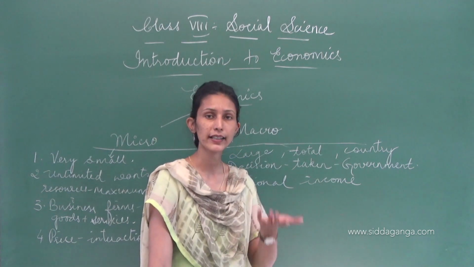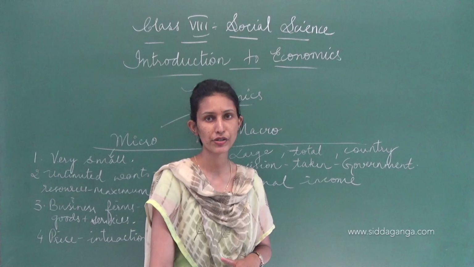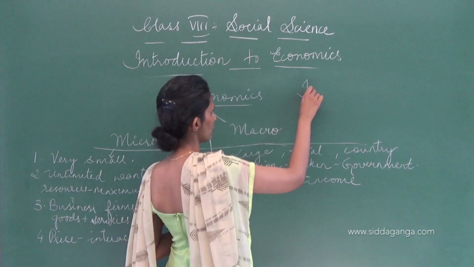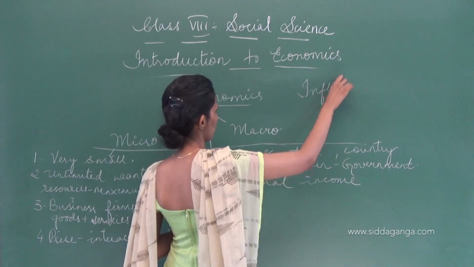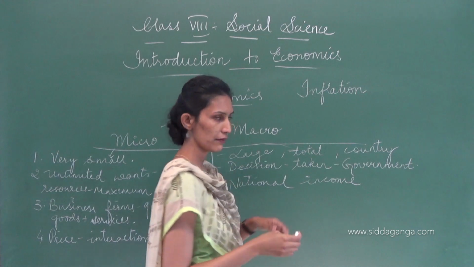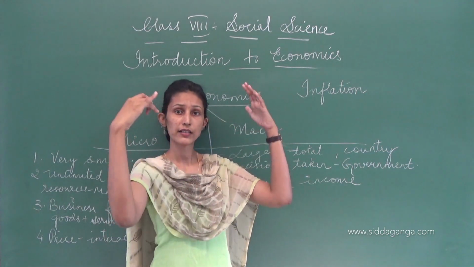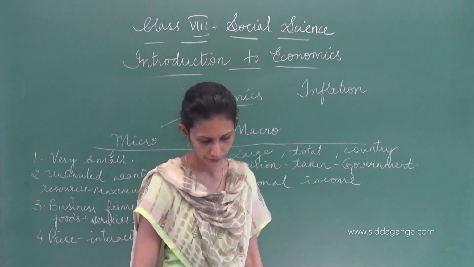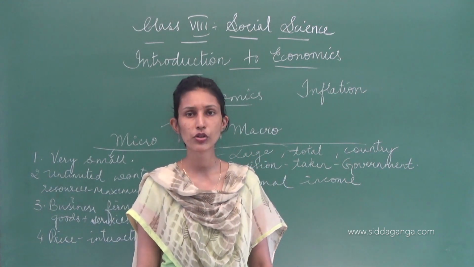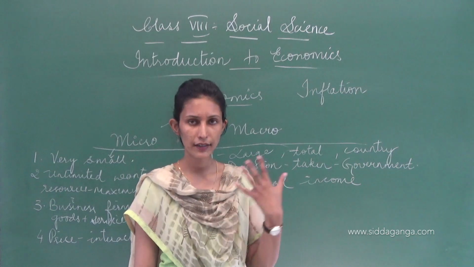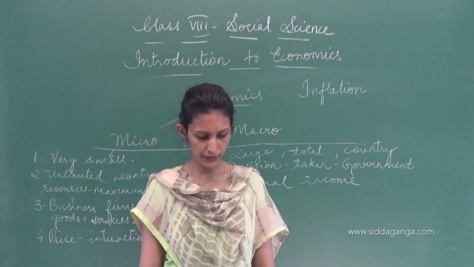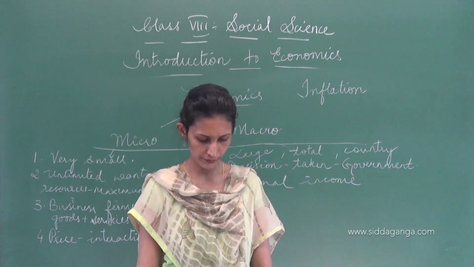Now, when there is a price rise, that is inflation. Inflation and deflation. Deflation is coming down. Inflation is rising high, up above. When there is inflation or price rise, there is also a problem among the people, isn't it? A problem appears in macroeconomics.